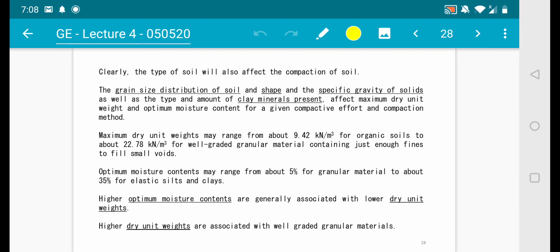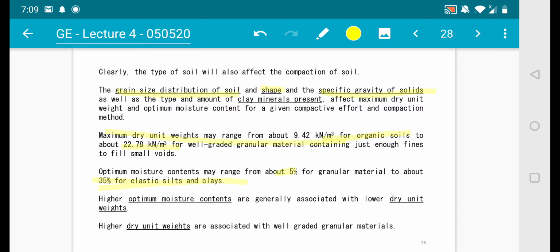Now, clearly, the type of soil will also affect the compaction of soil. So this is a second effect. The grain size distribution of soil and shape and the specific gravity of the solids, as well as the type and amount of clay minerals present, affect maximum dry unit weight and optimum moisture content for a given compactive effort and compaction method. Maximum dry unit weight may range from 9.42 kN per meter cube for organic soils to about 22.78 kN per meter cube for well-graded granular material containing just enough fines to fill small voids. And the optimum moisture content may range from 5% for granular material to about 35%.